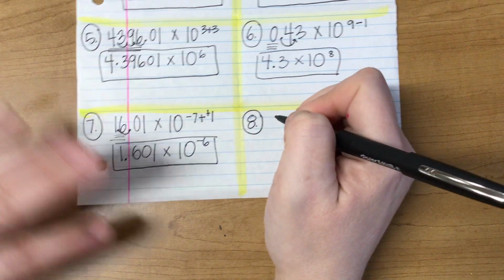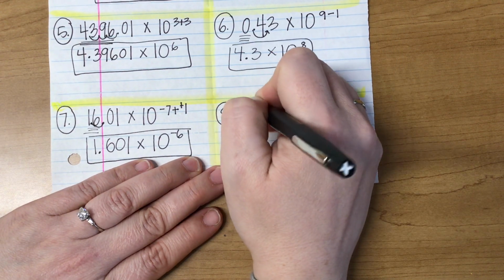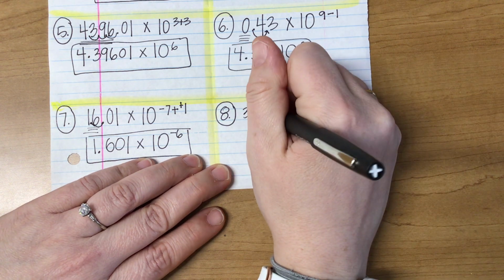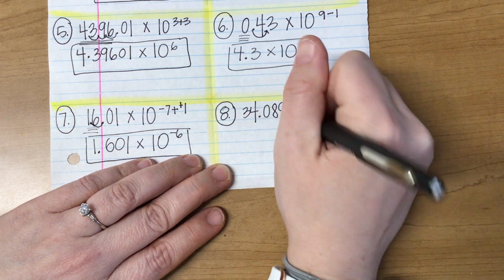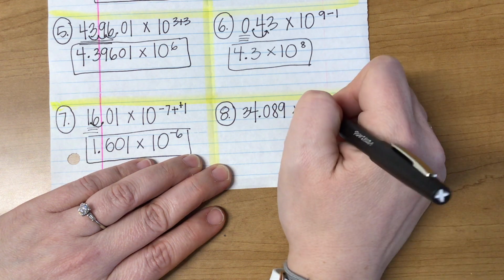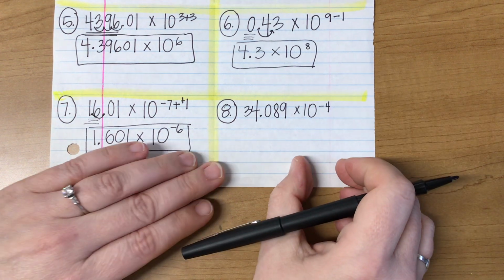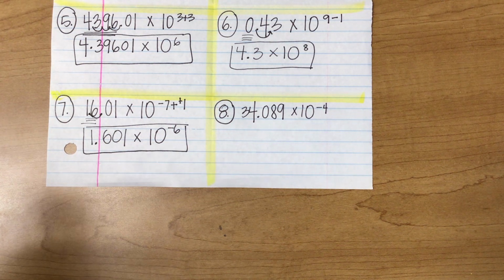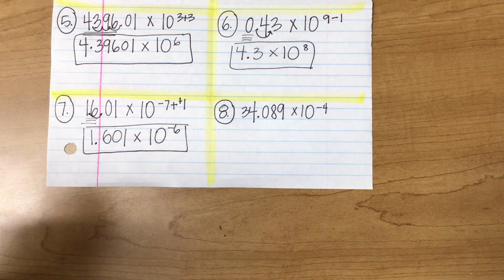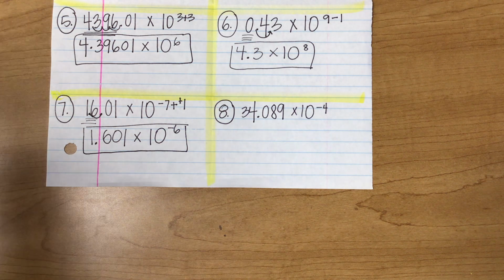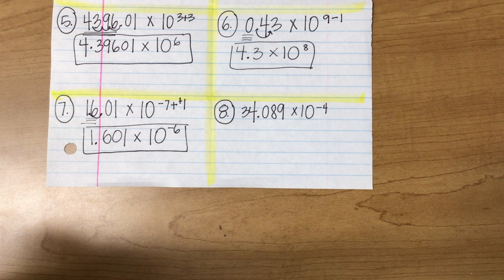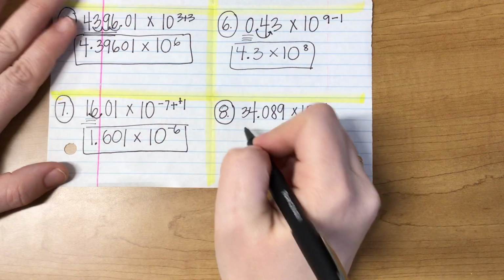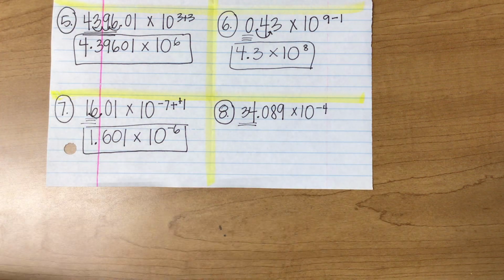Number 8. 34.089 times 10 to the -4. This is wrong. In the chat, tell me, what should the decimal be? It should not be 34.089. That's wrong. It's wrong because it says 34. That's not allowed. What should the decimal be?